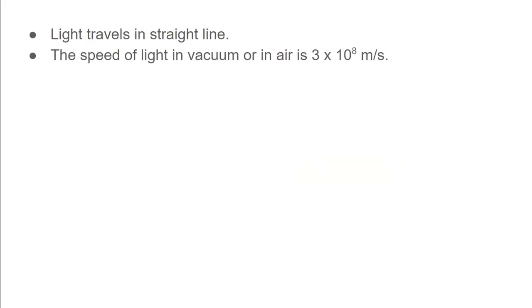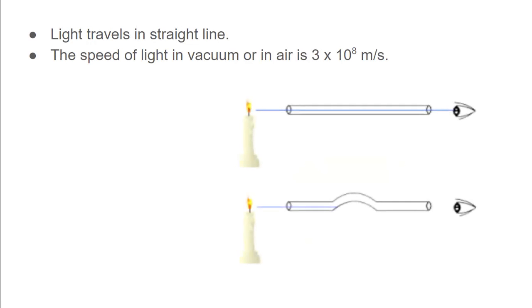Light travels in a straight line. We already know that. The speed of light in vacuum or air is 3 x 10^8 meters per second. Look at the picture. When we use a straight linear pipe, we can easily see the flame of the candle. When we use a bent pipe, we cannot see the flame of the candle. This shows that light travels in a straight line.